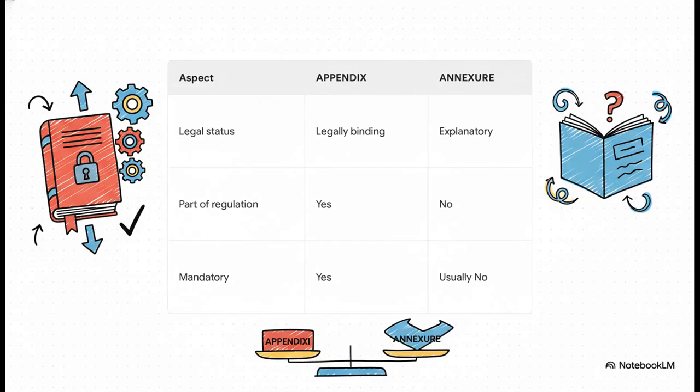Now this table really just lays it all out crystal clear. Just look at the legal status. Appendix is binding, annexure is just explanatory. Is it part of the regulation? A clear yes for the appendix and a no for the annexure. Is it mandatory? Absolutely yes for the appendix and usually no for the annexure. So, the crucial takeaway here is this. One is your rulebook and the other is just a guidebook.